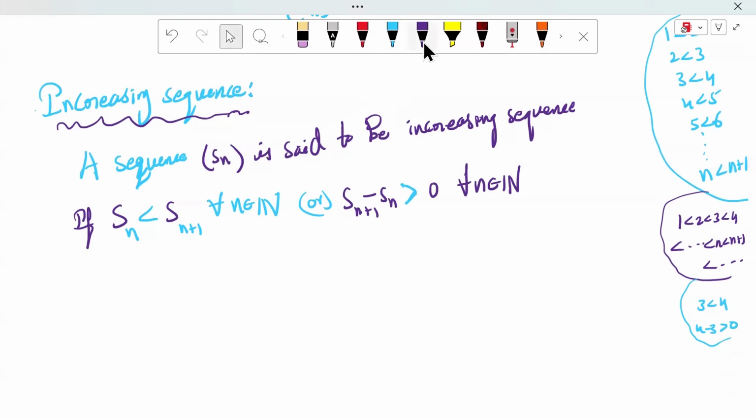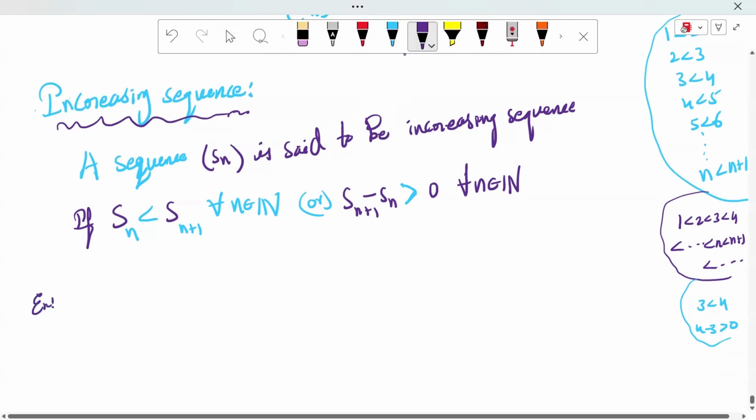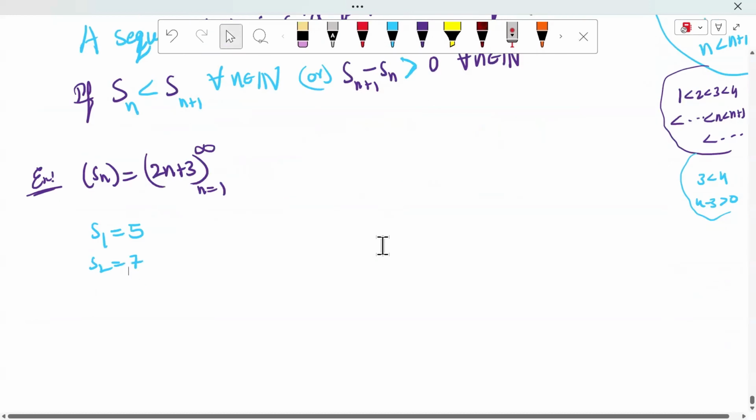Some examples. We can take the examples. What is the increasing sequence? Sn is equal to 2n plus 3, n is equal to 1 to infinity, sir. What is S1? Put n is equal to 1, S1 is 5. n is equal to 2, it is 7. n is equal to 3, it is 9. n is equal to 4, it is 11, up to so on.